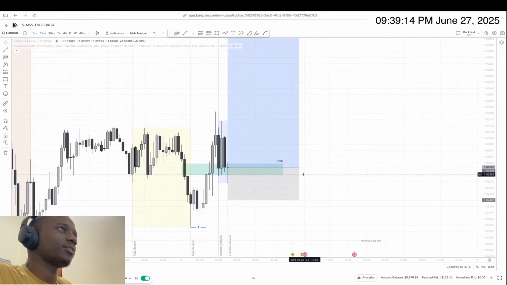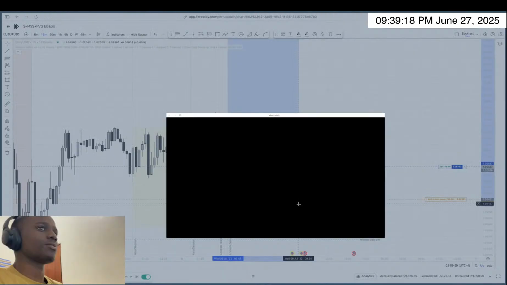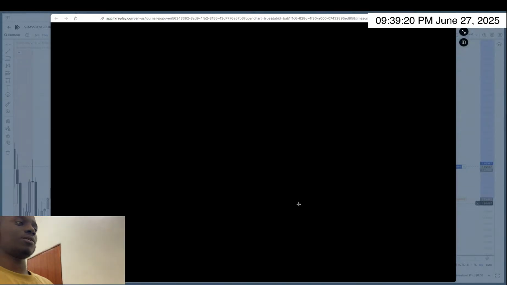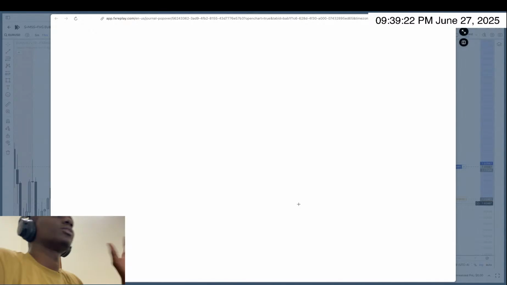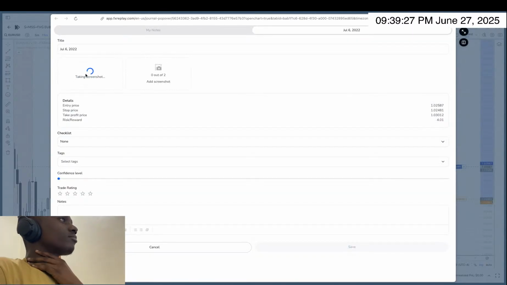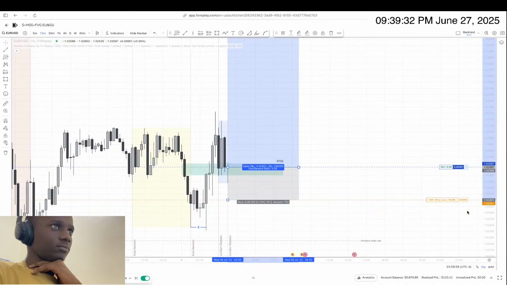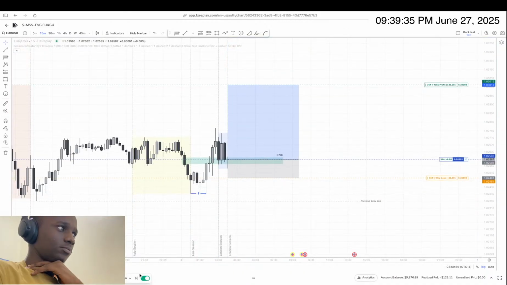We can't take that big risk, so we're risking 0.3 since we lost the last one. So until we break even, then we can start taking big risks like 2%, 1%, and so on. So we'll see. Let's see how this trade goes.